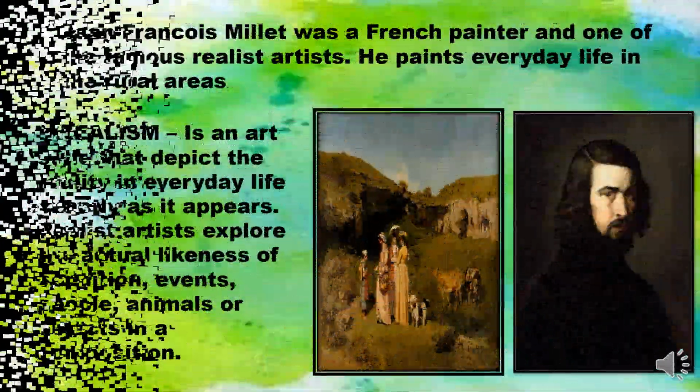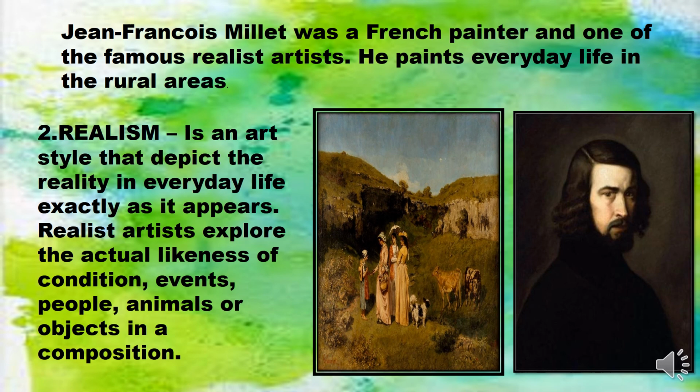The second one is what we call realism. Realism is an art style that depicts the reality in everyday life exactly as it appears. Realist artists explore the actual likeness of conditions, events, people, animals, or objects in a composition. Jean-Francois Millet was a French painter and one of the famous realist artists. He painted everyday life in the rural areas.